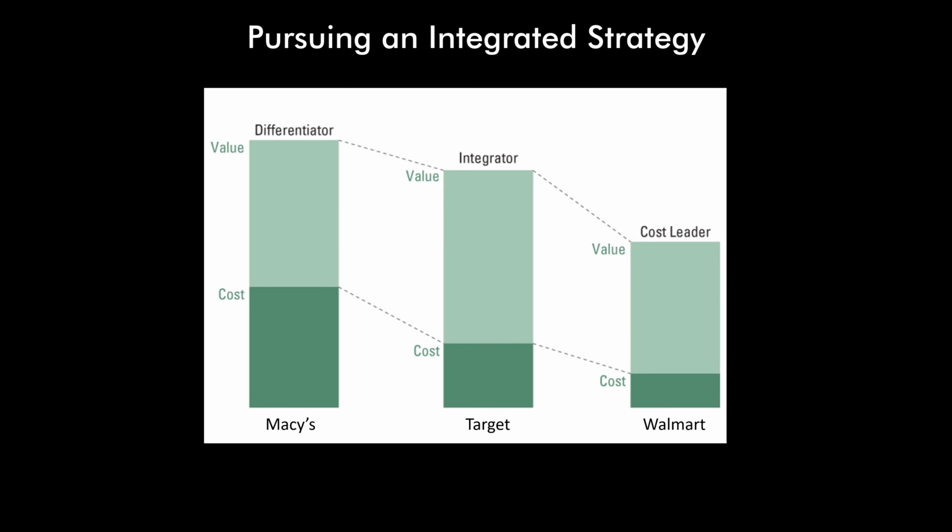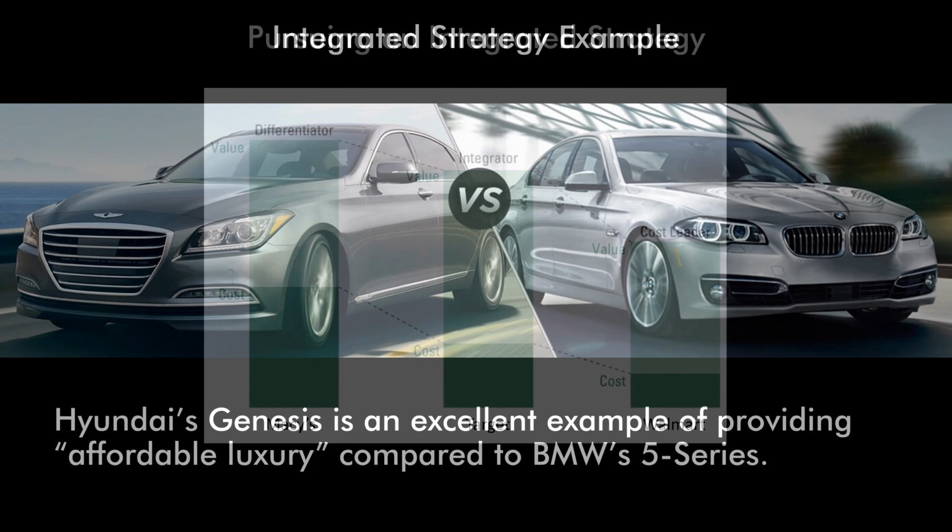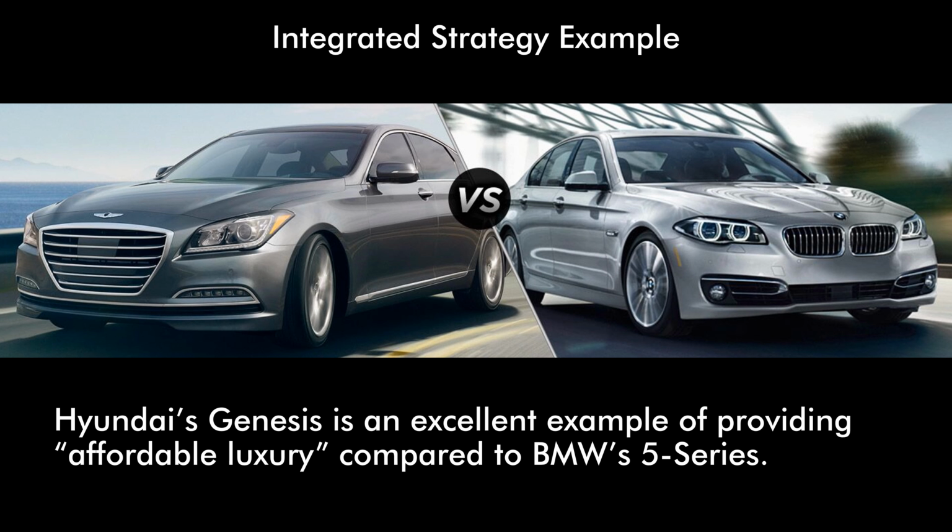An easy example of pursuing the integrated strategy is what we see with Target. On the one side, you have Walmart, the obvious low-cost leader. On the other, you have Macy's, focusing on differentiation. Now, Target tries to sit between these two extremes, offering a better value than Macy's, but more differentiation than Walmart. Another example of the integrated strategy would be Hyundai's Genesis, which provides an affordable luxury compared to the BMW 5 Series.